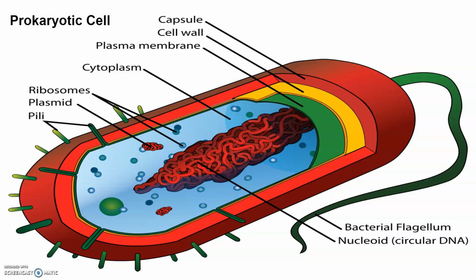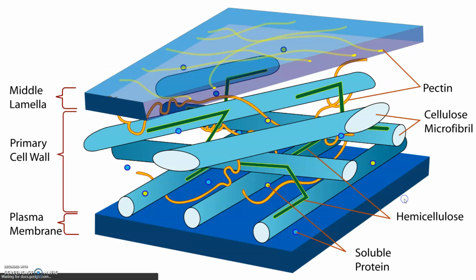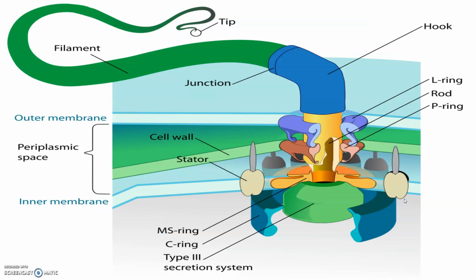Besides flagella, there are pili and fimbriae. You can see here these are pili, and another type of structure is called fimbriae. These are small bristle-like fibers sprouting out of the cells, and in some bacteria they are known to help attach the bacteria to rocks in streams and also to host tissues. Here you can see the structure of a flagellum. It has a filament, a tip, and the junction with which it is attached to the cell wall.